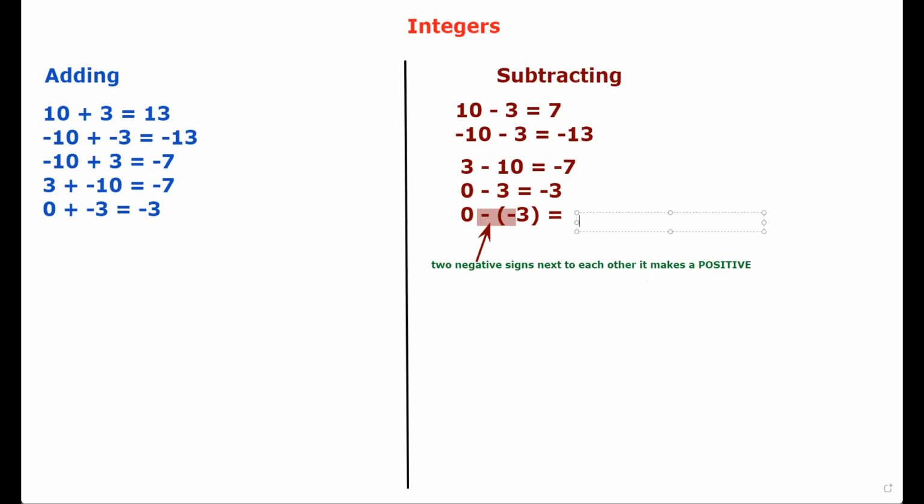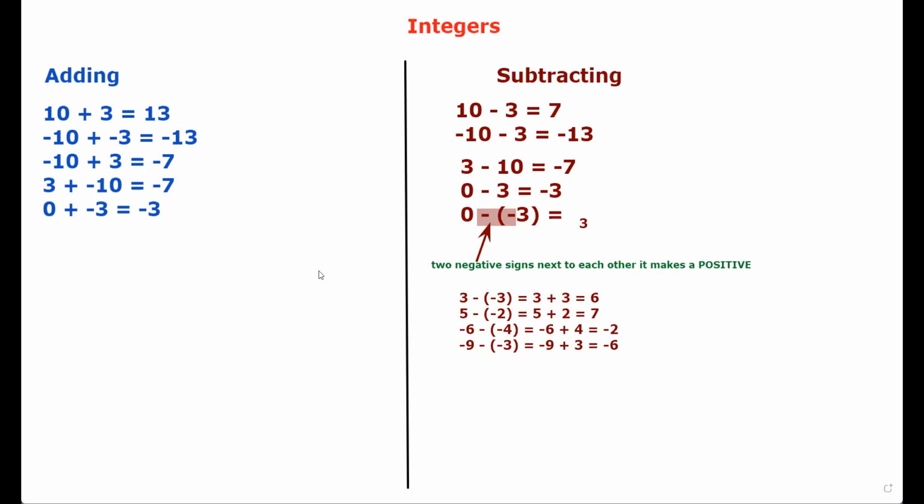If I had 3 minus -3, this becomes 3 plus 3, which is 6. If I have 5 minus -2, this becomes 5 plus 2, which is 7. If I have -6 minus -4, this becomes -6 plus 4, which is -2. If I have -9 minus -3, this becomes -9 plus 3, which is -6. And that is adding and subtracting.